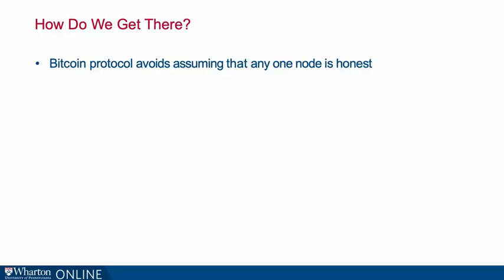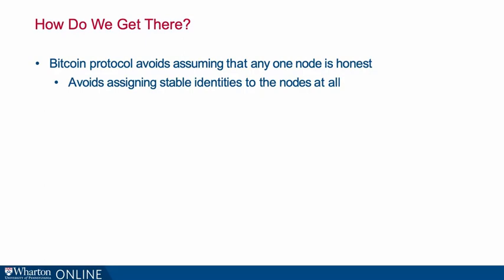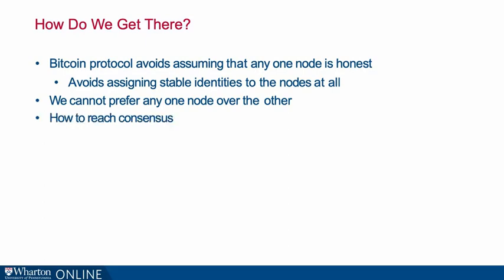Now, if we could assume that even one node were honest, and if we could assign that node a stable identity, we could just write software to send all transactions through that node. Then the transactions could be verified by all the other nodes. This is like James coin in the previous lecture. However, the Bitcoin protocol avoids assuming that any one node is honest, and it goes a step further. It avoids assigning stable identities to the nodes at all. So clearly we cannot prefer any node over any other node. So here's an idea. We use randomness. Randomness is going to be key to getting to the distributed consensus.